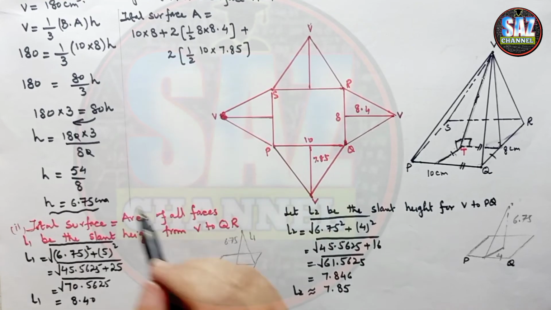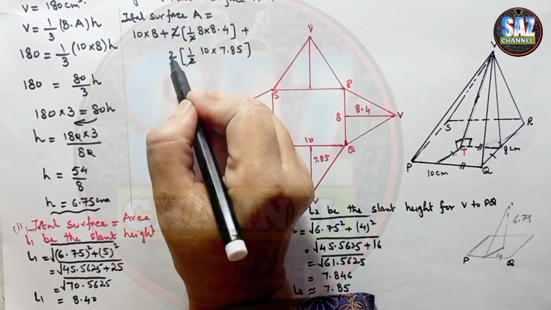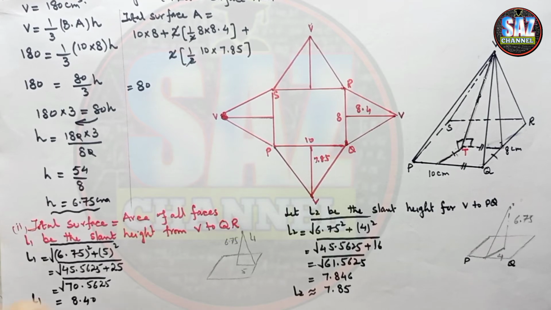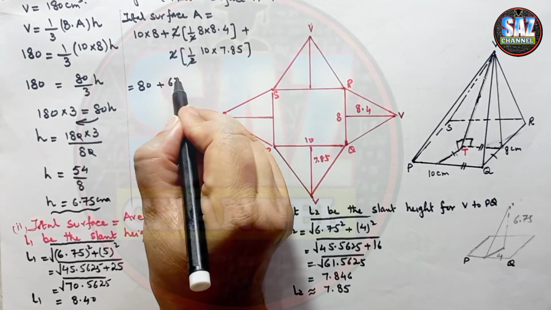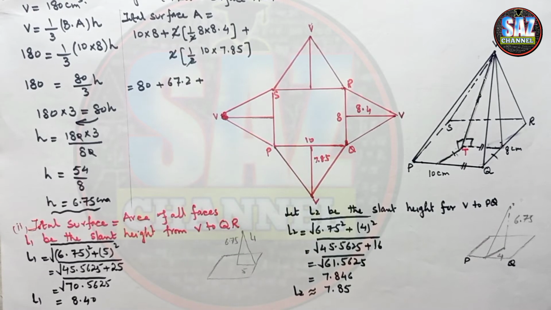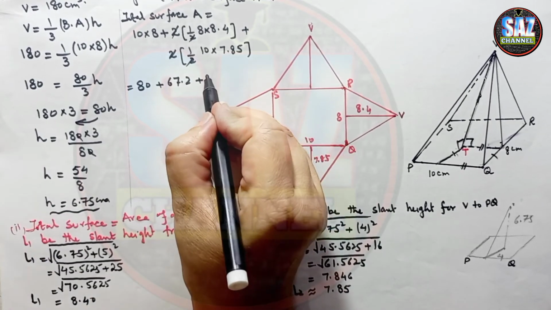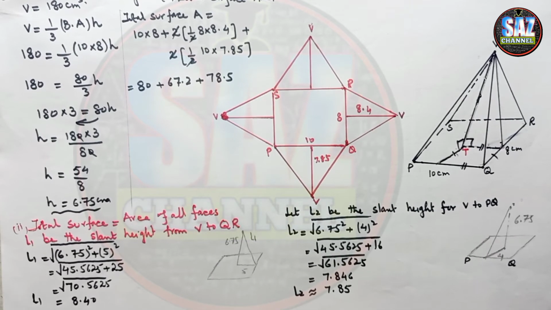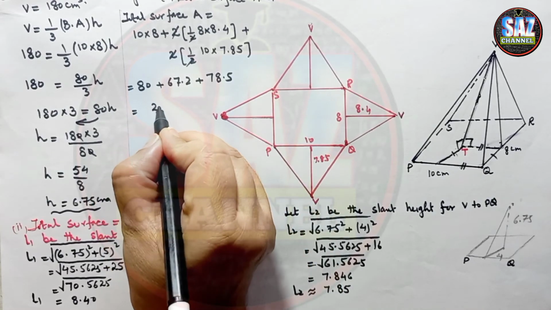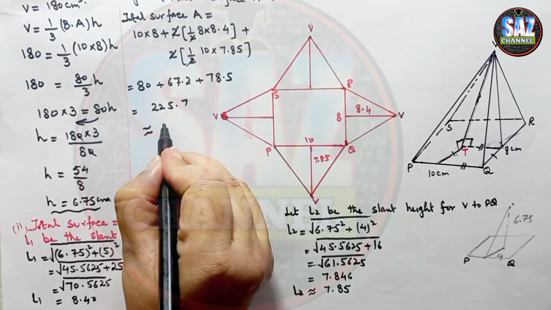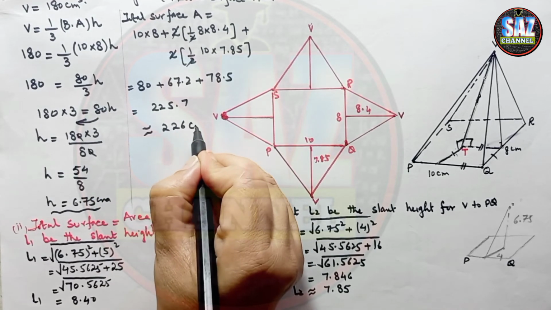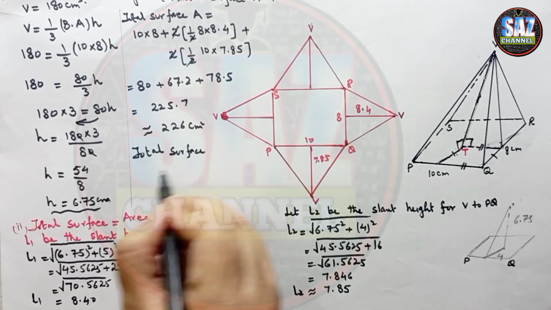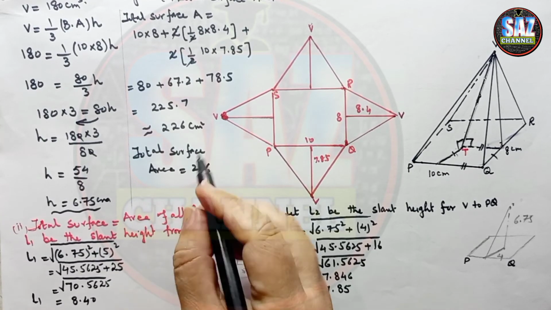Okay, now we can simplify this, and this will give me 80 plus this is 8 multiplied by 8.4, and this is 67.2, and this is 10 multiplied by 7.85, and this gives me 78.5. And now I have to add up all these values, 67.2 plus 80 plus 78.5, and this gives me 225.7, or approximately, to 3 significant figures, 226 units square. So the total surface area equals 226 centimeters square.